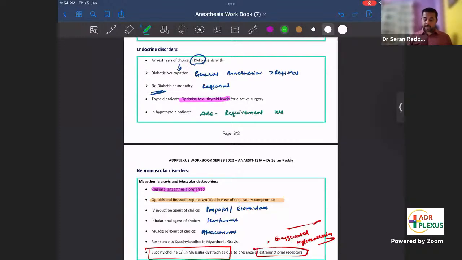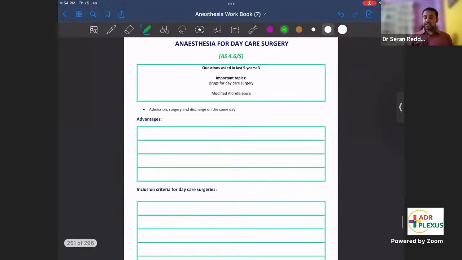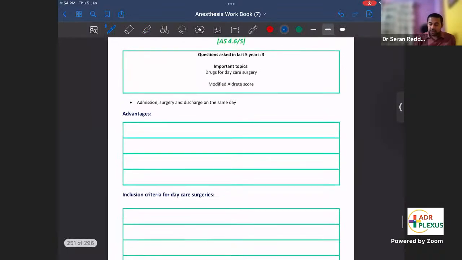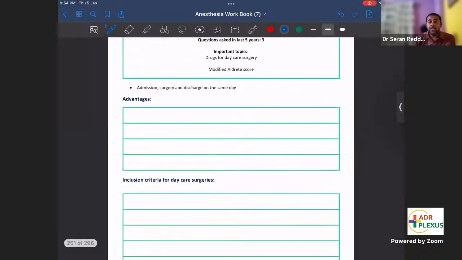Then coming to the daycare surgeries. Anesthesia for daycare surgeries, the last topic for tonight. What is meant by daycare surgery? The patient gets admitted, gets operated, and is discharged on the very same day.